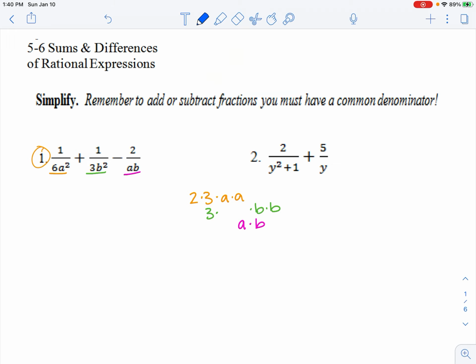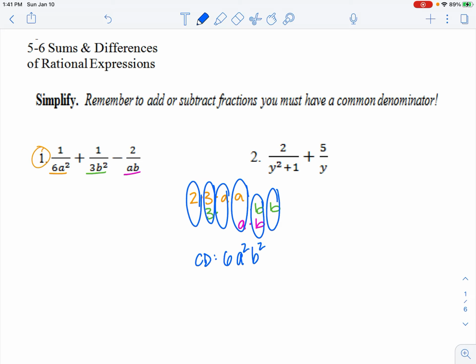So when I'm thinking about my common denominator, I need to have everything represented. So I'm going to have a 2, I'm going to have a 3, that's going to give me a 6. I'm going to have an a and an a, that's going to give me a squared. I'm going to have a b and a b, that's going to give me b squared. So our common denominator here, we have all set.